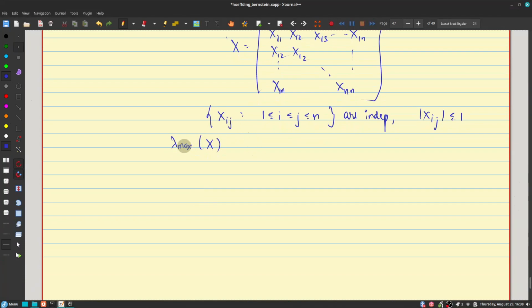So let's look at the largest eigenvalue. It's a symmetric matrix. So what can you say about the largest eigenvalue? Is there some kind of an expression for this as an optimization problem? Maximum of how much?